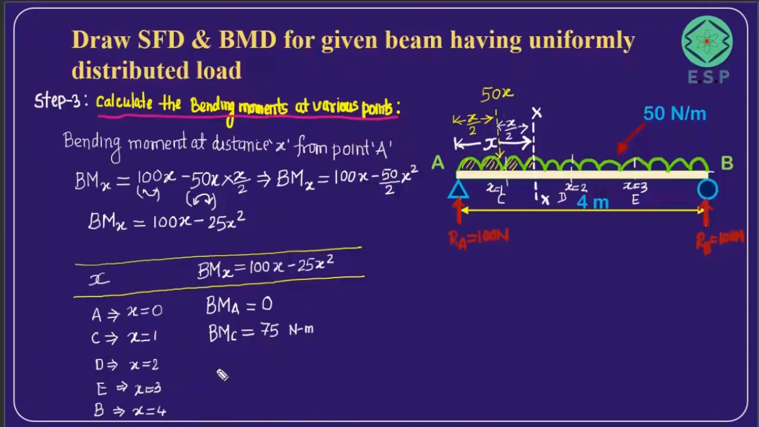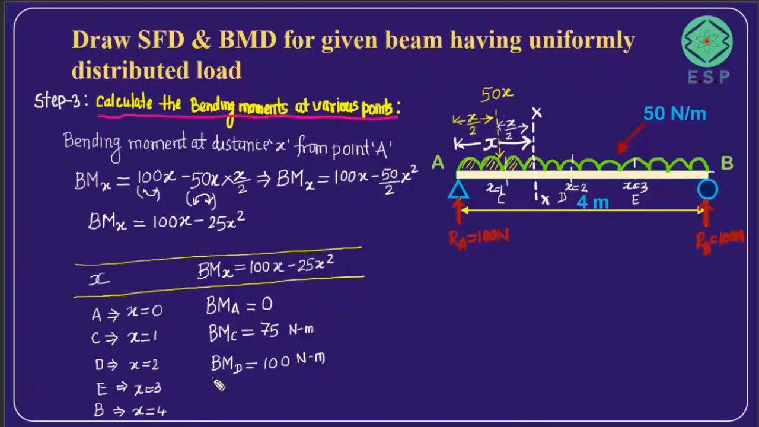Now we'll have x equal to 2. So the bending moment at point D, friends, is going to be 100 into 2, that is 200, and then 25 into 4, so 200 minus 100, that is going to be 100 Newton meter. Again I am repeating: 100 into 2, because the x value is 2, so 200, and 25 into 4, since 2 square is 4, so 25 into 4 is going to be 100, so 200 minus 100 is going to be 100.